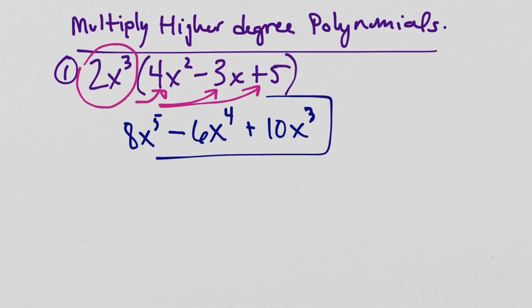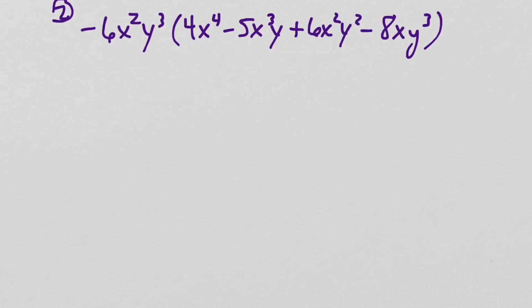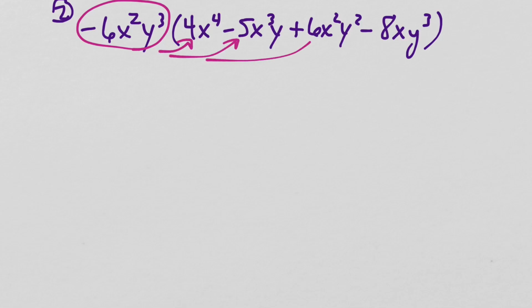So the final product is 8x to the fifth minus 6x to the fourth plus 10x to the third. Okay, so again, just repeat the distributive property. Okay, so that was a monomial times a trinomial. When we take that monomial times a polynomial that has more terms, so in this case we have 4 things that we are multiplying as our distributive property.